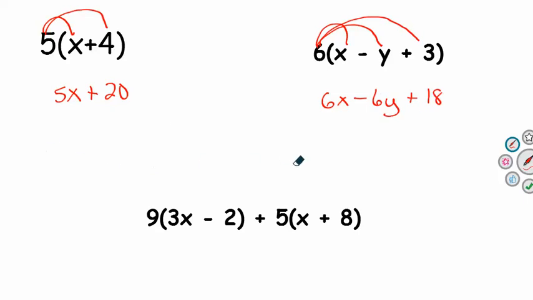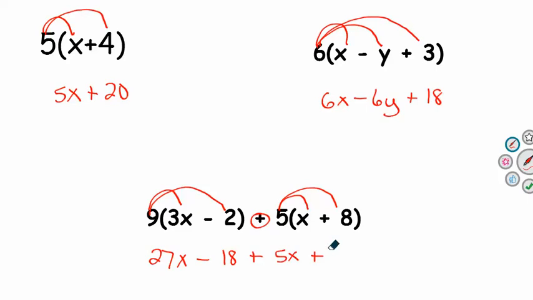All right, here's one that's a little bit more complicated, but let's just work it out. So 9 times 3x. If you have it like this, you're going to multiply the coefficients first. So what is 9 times 3? That's just 27, and then you keep your variable, x. Keep the sign, minus 9 times 2, that's 18. Keep your sign, plus 5 times x, that's 5x. Keep your sign, 5 times 8 is 40.